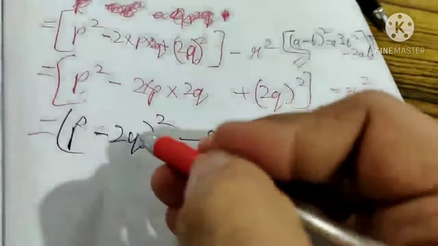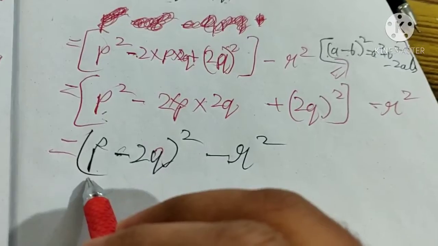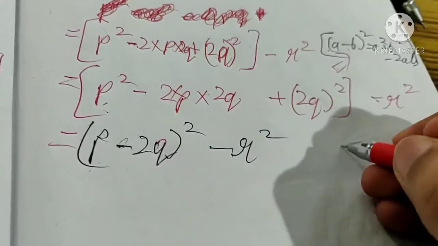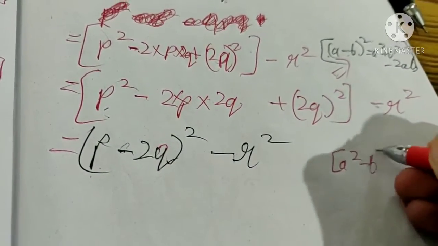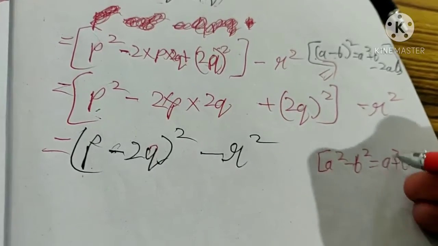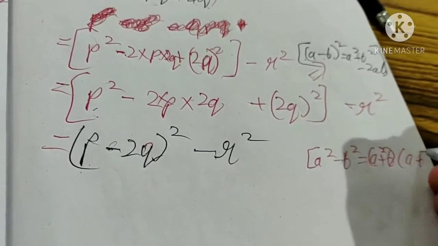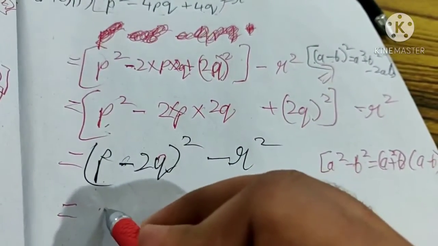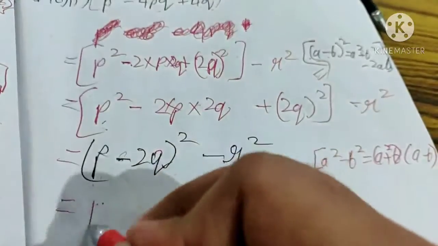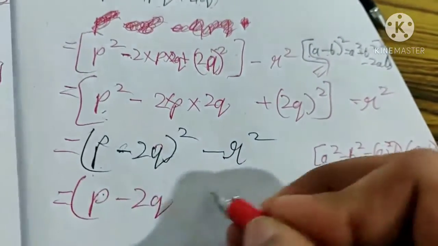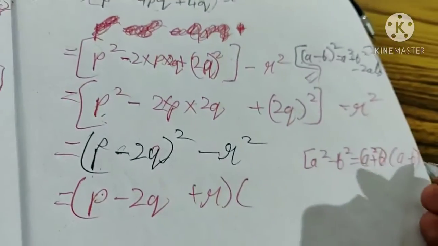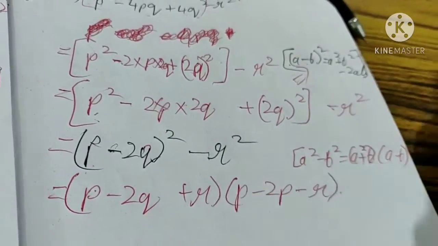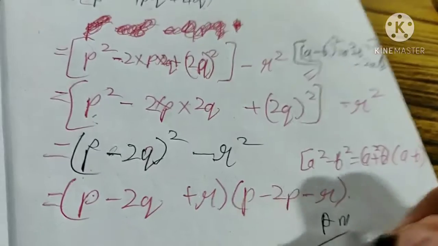So now if we see here there are two terms again, p minus 2q to the power 2 minus r to the power 2. So here there are two terms, that is a square minus b square, and it can be written as a plus b into a minus b. So here it is a plus b, here a is p minus 2q plus b is r, then a minus b, that is p minus 2q minus r. So this is our answer in this question.